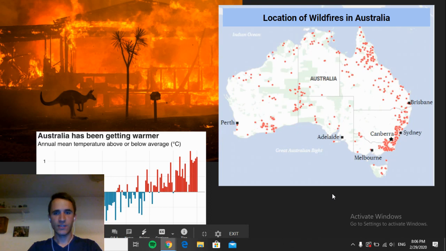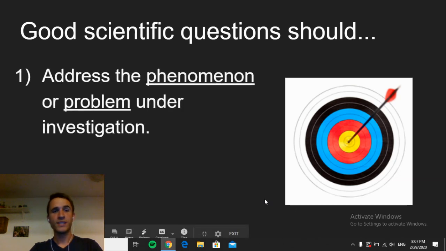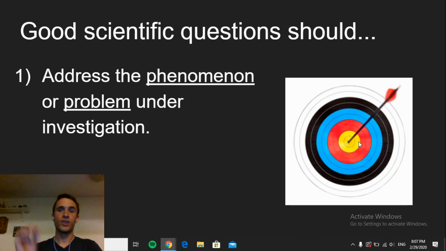So all good scientific questions have three components, three requirements. Good scientific questions should, number one, address the phenomenon or the problem under investigation, right? So if this yellow bullseye represents the phenomenon, all of our arrows, all of our questions, should hit that bullseye, should be about that phenomenon. In other words, the question should be on topic.